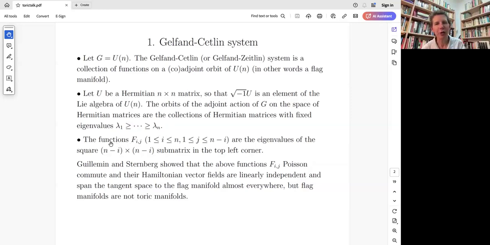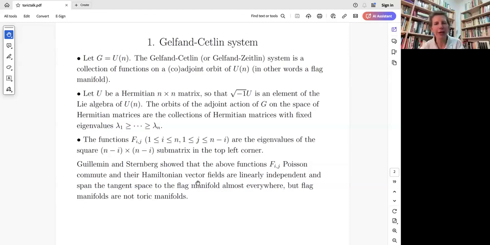So Guillemin and Sternberg defined functions which they called F_ij. So i runs from 1 to n, and j runs from 1 up to n minus i. And these are the eigenvalues of the square rank n minus i submatrix in the top left corner. Guillemin and Sternberg showed that these functions Poisson commute, and their Hamiltonian vector fields are linearly independent almost everywhere on the flag manifold, and span the tangent space to the flag manifold almost everywhere.